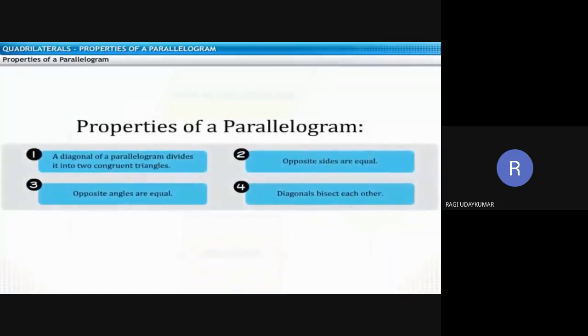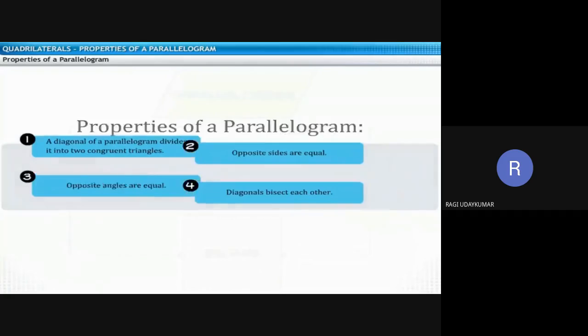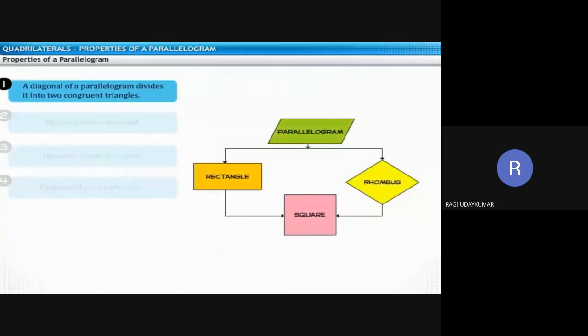And coming to the properties of the parallelogram, what are the properties? The first property is a diagonal of the parallelogram divides it into two congruent triangles. The second one is opposite sides are parallel. The third one is opposite angles are equal. And the fourth one is diagonals bisect each other. So these are the four properties.